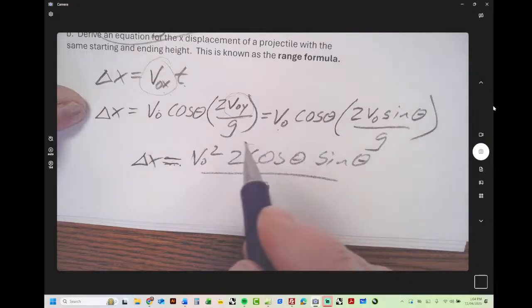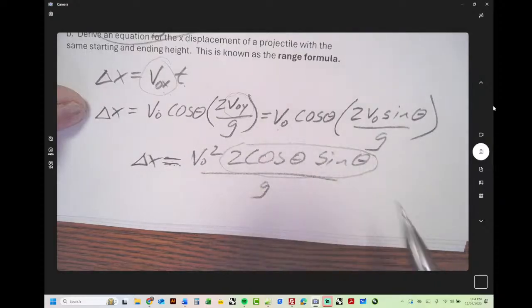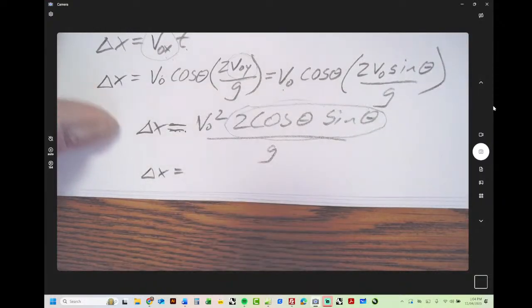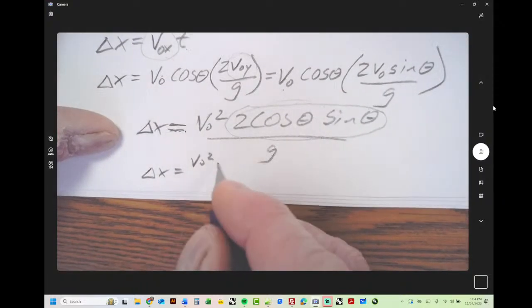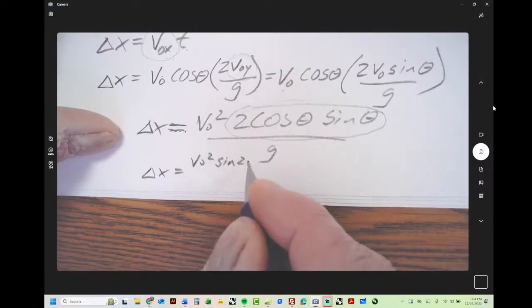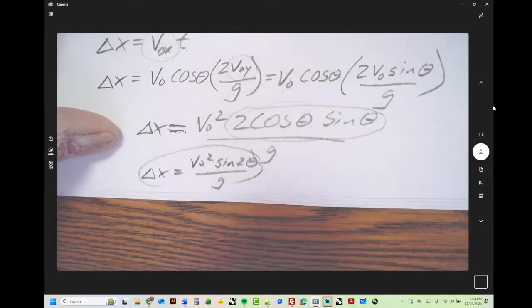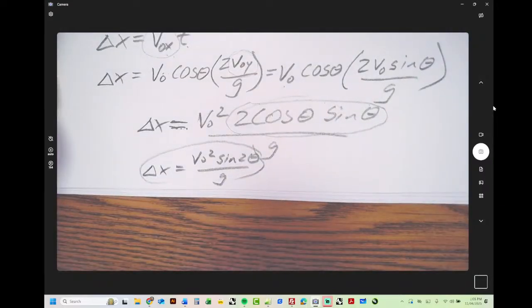Does this ring a bell for anybody? Sine 2 theta. So this is sine 2 theta. Yeah. So delta x is v0 squared sine 2 theta over g. So that's the range formula.